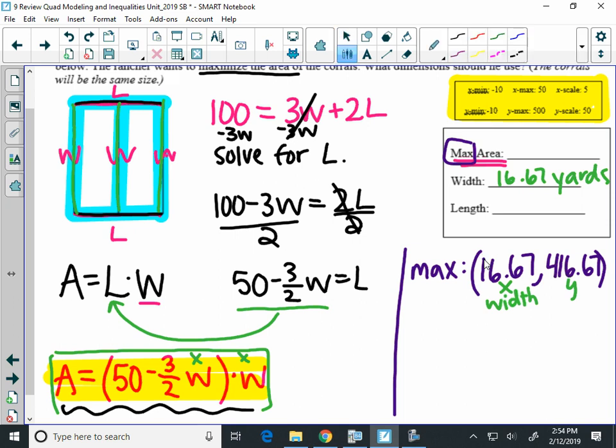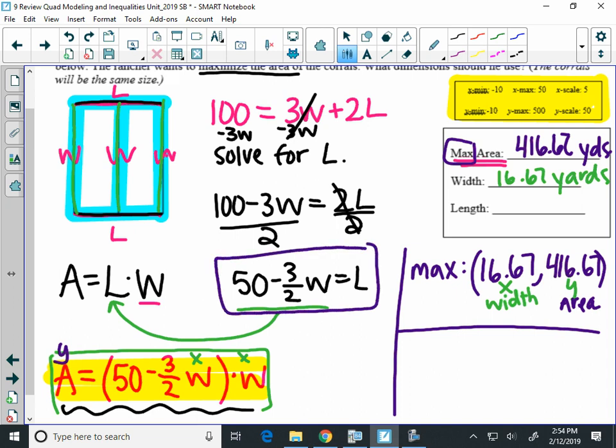The y value from that ordered pair, well, the letter A is acting like the y in the formula. That's the area. So the maximum area that this rancher can get is 416.67 square yards. So from there, I'm able to find the length of the pen. And to do that, you can use either one of your formulas. Why don't we just use this formula right here that's already solved for L.